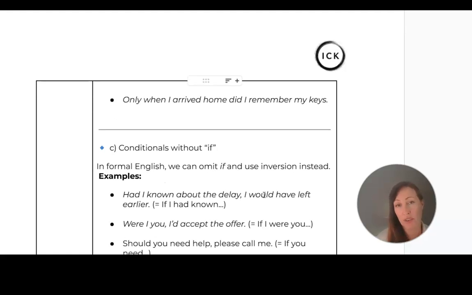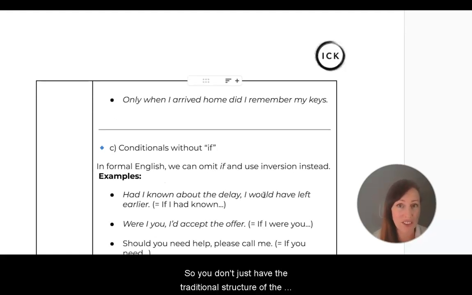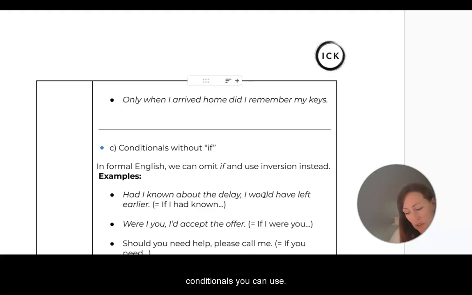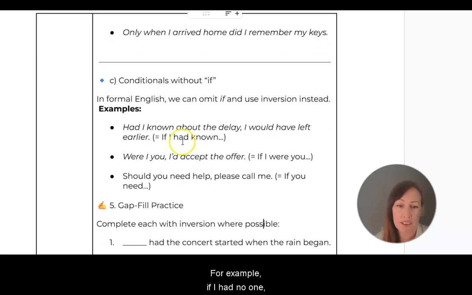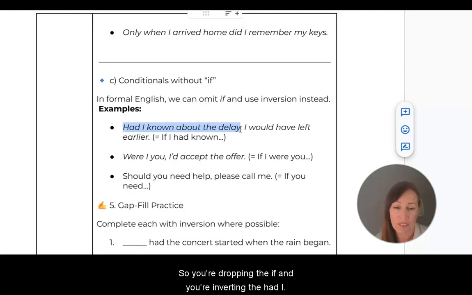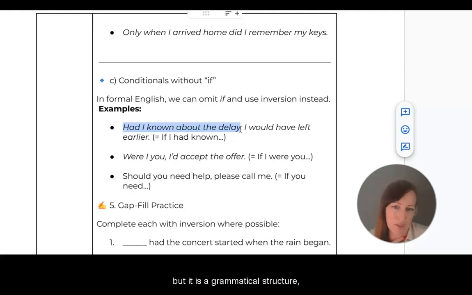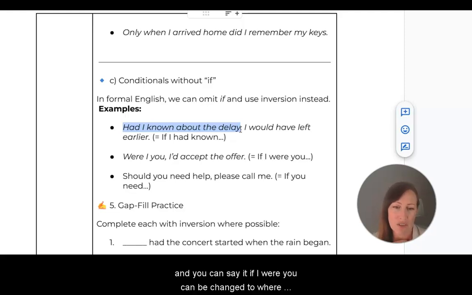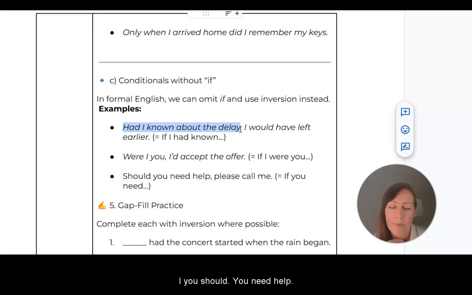Conditionals without if. So you don't just have the traditional structure of the conditionals. You can practice conditionals in another way. For example, if I had known, you can say had I known. So you're dropping the if and you're inverting the had I. Were I you, if I were you. Now, to be honest, I would never say this, but it is a grammatical structure and you can say it. If I were you can be changed to were I you.